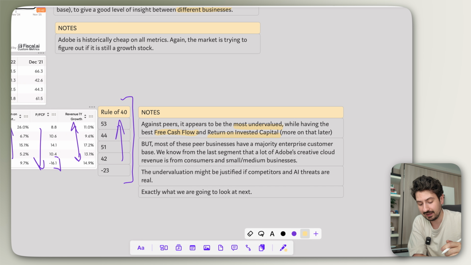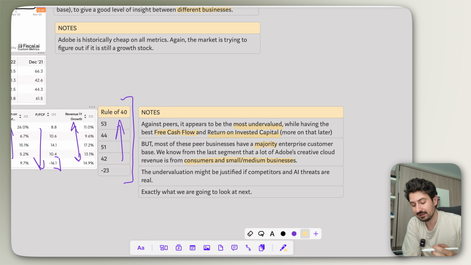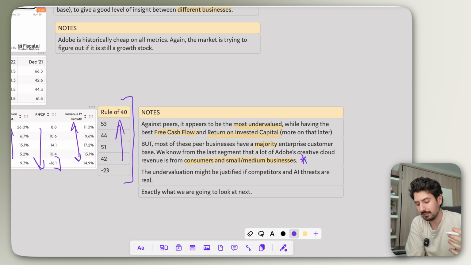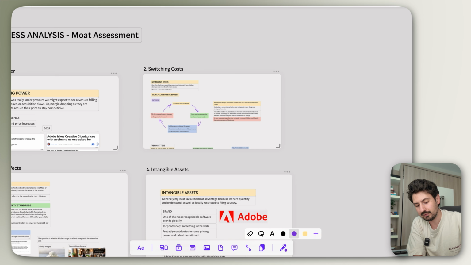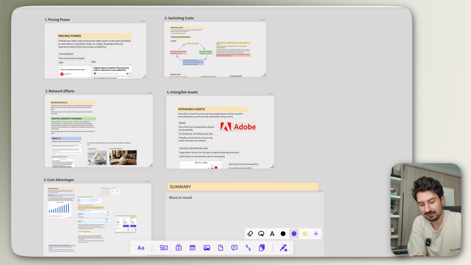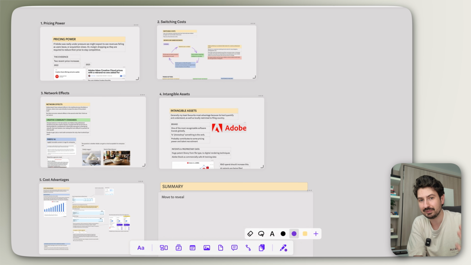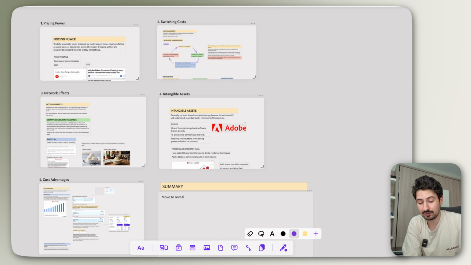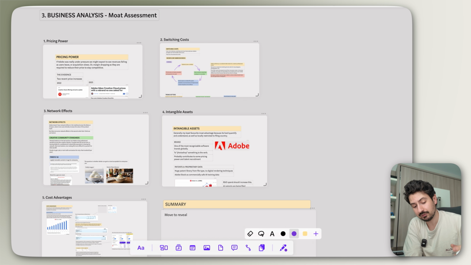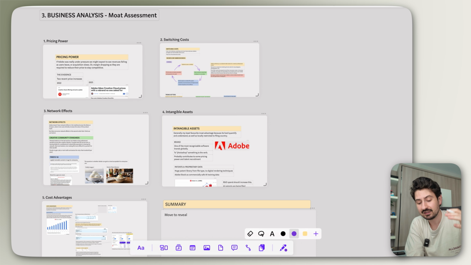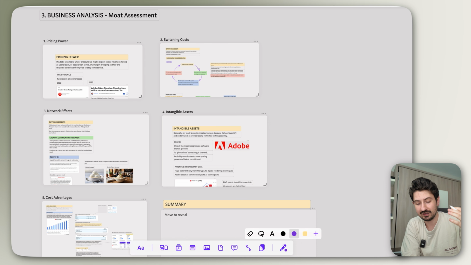But again, most of these businesses have a majority enterprise customer base, which is something to keep in mind going forward. AI might apply a little more pressure to Adobe, and that is what we're going to talk about in the next video. We're going to look at the business as a whole and analyze the entire moat, and how Adobe competes in the marketplace against Canva, other VC-funded creative apps, and how they're currently competing against AI tools. We're not going to go over this in this video, but we're going to talk about pricing power, switching costs, network effects, intangible assets, and cost advantages.